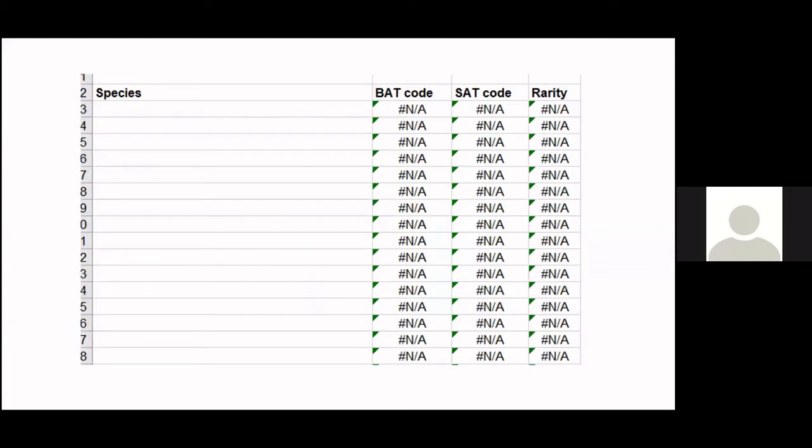So you would open up your Excel table, and here's where you would input data. You would cut and paste your species list into the left-hand column under the word species, and on the right-hand side, you see you've got values waiting to happen there with the BATs and the SATs, but also a level of rarity.